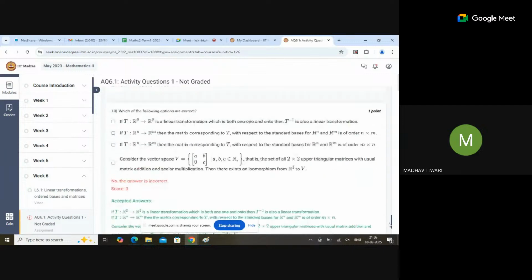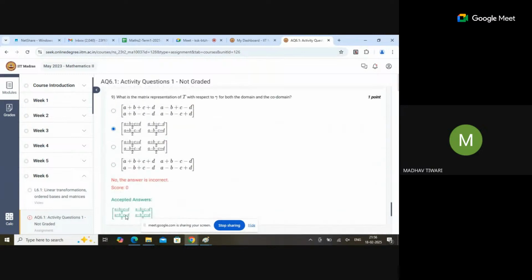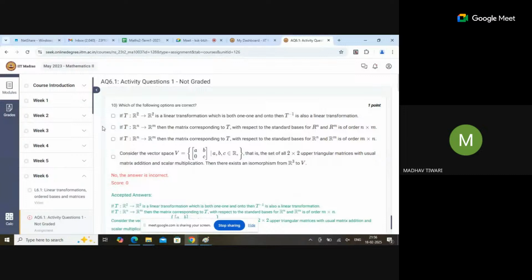Okay, I think it is okay. You can see here, A plus B minus C minus D. Yes, it is matching. Just one final question here. Which of the following options are correct? We are given some transformation from R to R2, a linear transformation which is both one-one and onto, then T inverse is also a transformation. If it is both one-one and onto, then T inverse is defined.